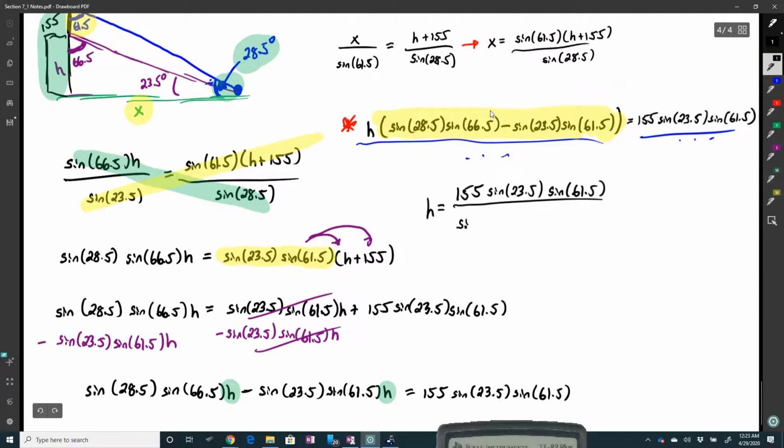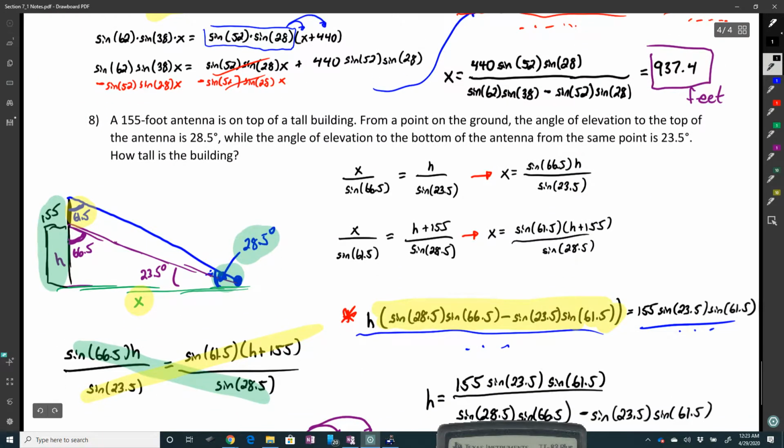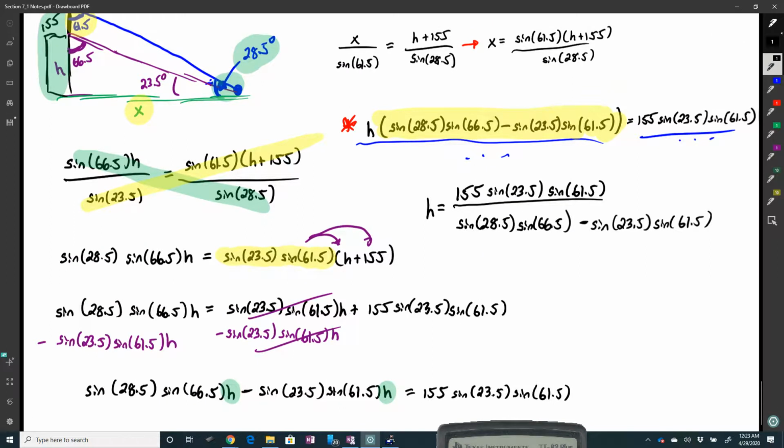So I have sine of 28.5, sine of 66.5, minus sine of 23.5, sine of 61.5. There you go. So this is the exact answer. If you want to know exactly, assuming that the angle of elevations they gave us were accurate, then this is the exact height, like to the nearest millimeter of the tower. Now we type that in and we can get our approximation.